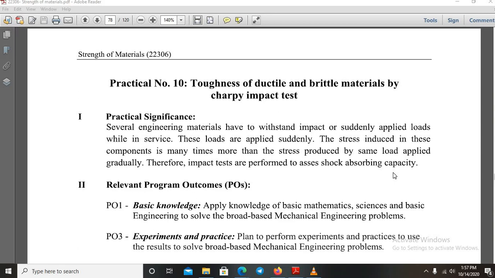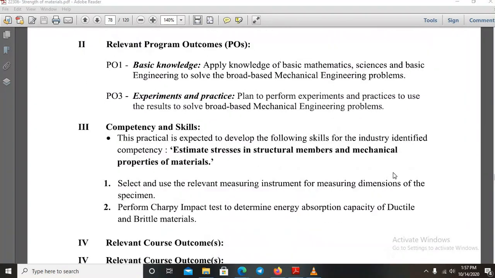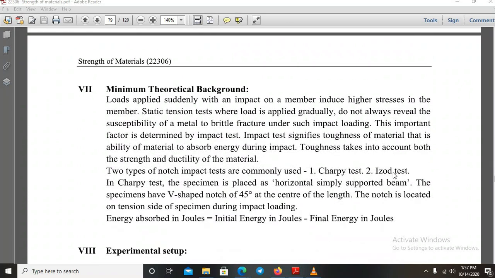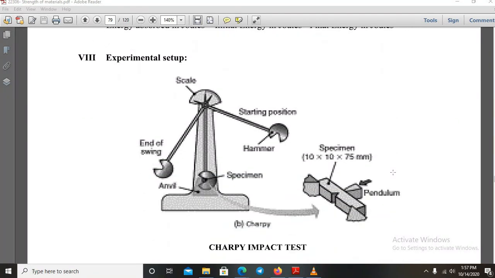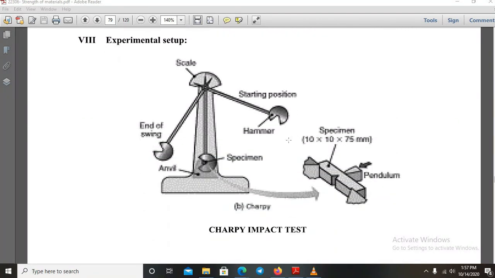Before going through this experiment, let us see what this practical actually consists of. In the figure, you can see a setup which is used for a Charpy impact test. Remember, on the same impact testing machine, we can conduct two impact tests, which are Charpy impact test and Izod impact test. In this practical, we are going to deal with the Charpy impact test.